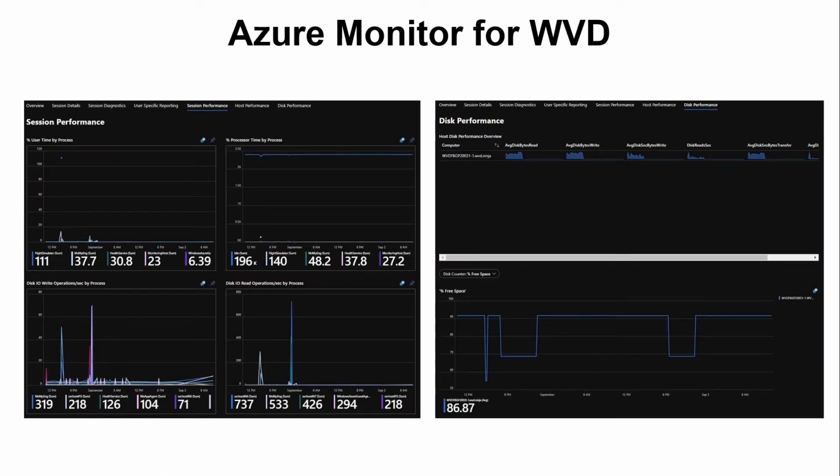If we go into a session view, we can see the user sessions. That's number one on the left side. We can see the user time per process. We can see the processor time by process, and we see the disk I/O, which is very important for the performance of the Azure VMs. This is why we have a separate view on the disk performance on the right side.